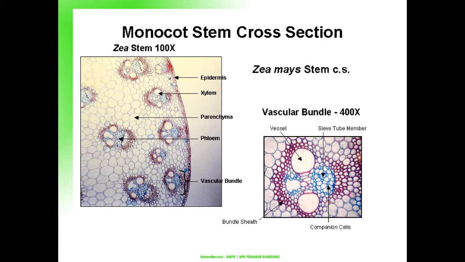Again I want to remind you that the larger, deeper one is the xylem, and the smaller, outer one is the phloem. And in monocot there is no cambium, which means there is no secondary growth in monocot.